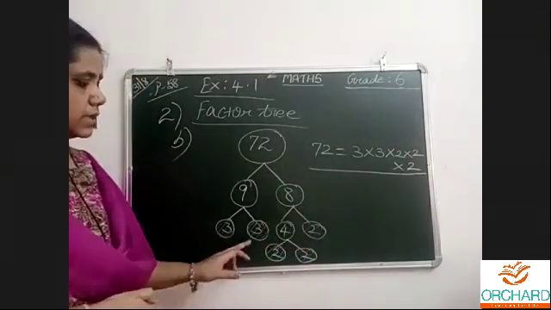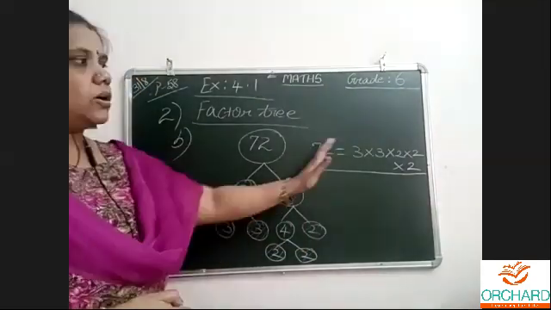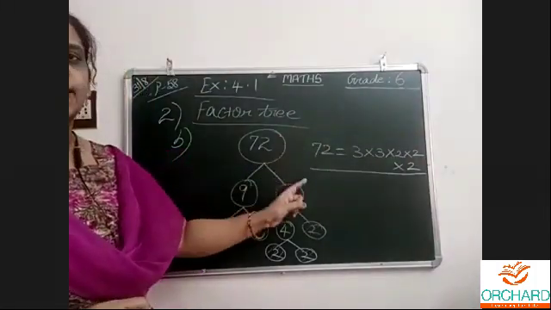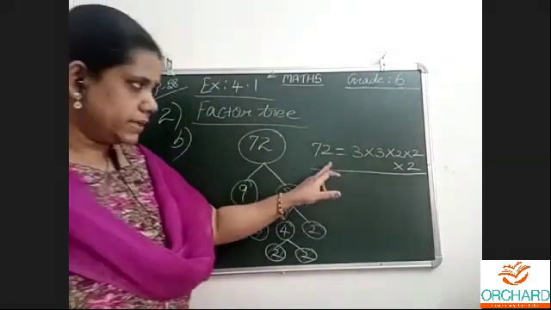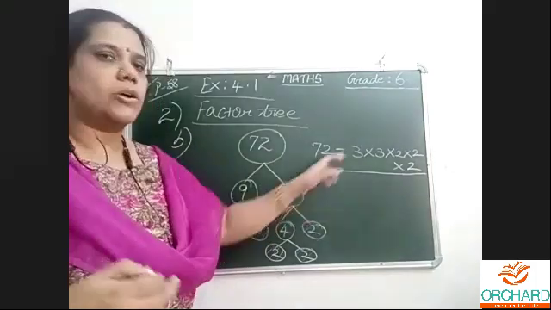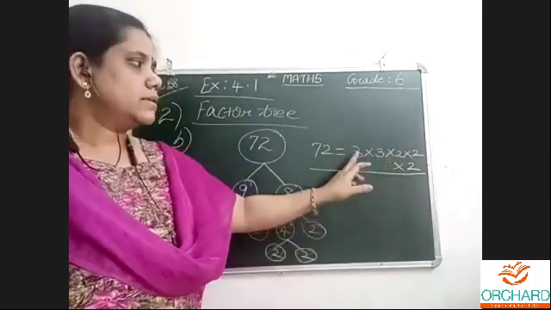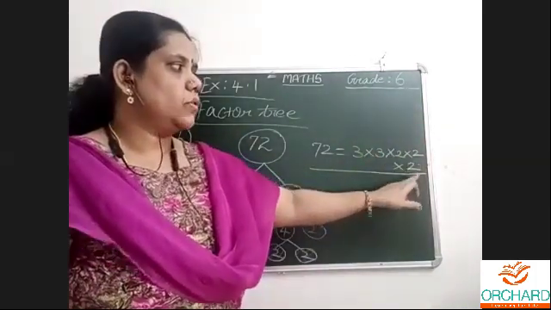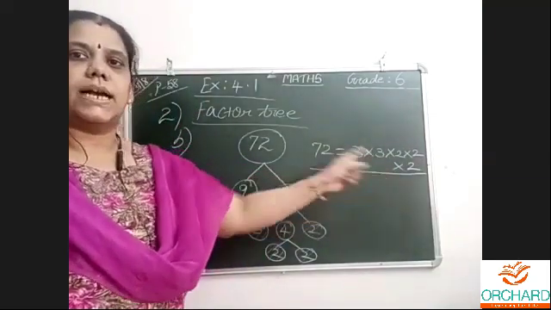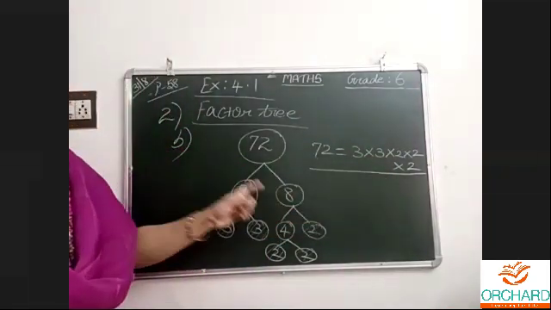Correct. 3 3s are 9. Correct. All these together make 72. What I wrote was 72 as a product of prime numbers. 3 3s are 9, 2 4s are 8, 9 8s are 72. That is what we wrote.